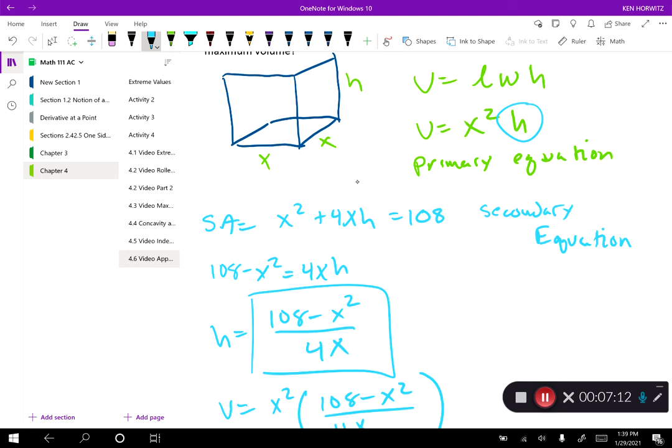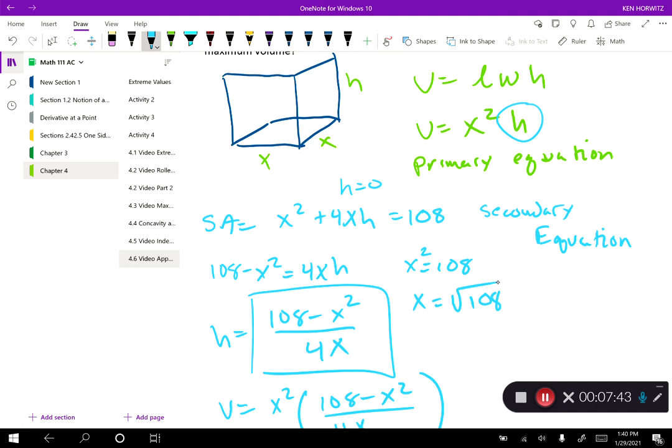But what if I said h equaled 0 in my secondary equation? I would get x squared equals 108. So x could only be as big as the square root of 108. This is kind of a leap to say my height is 0. That's a pretty lame box. But it's possible because we could have a height of 0. So that means all of my surface area is pumped into the square base.